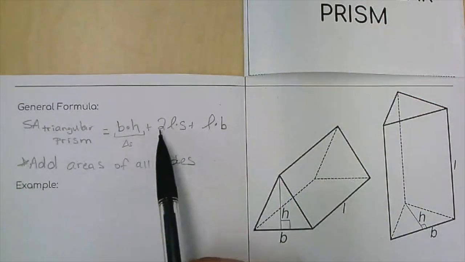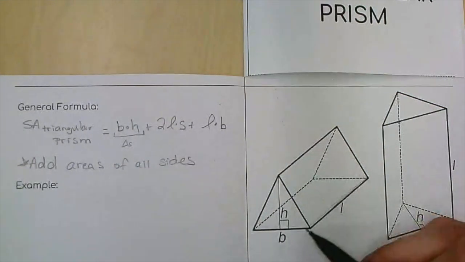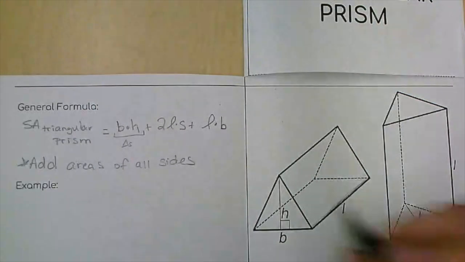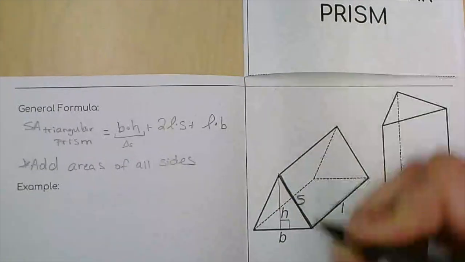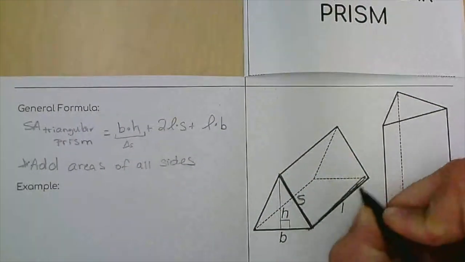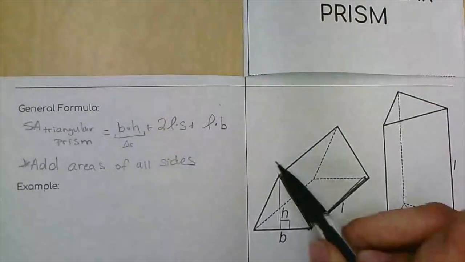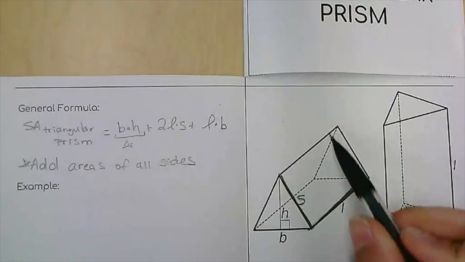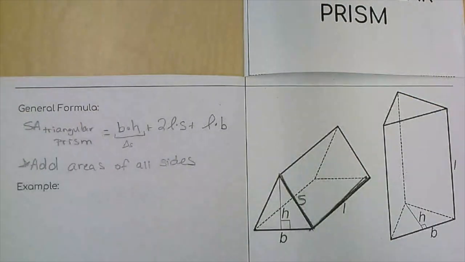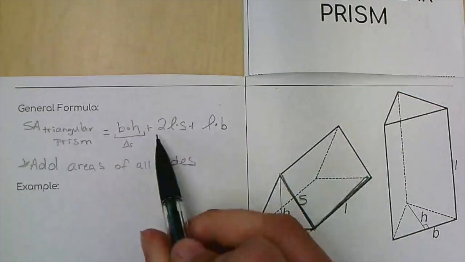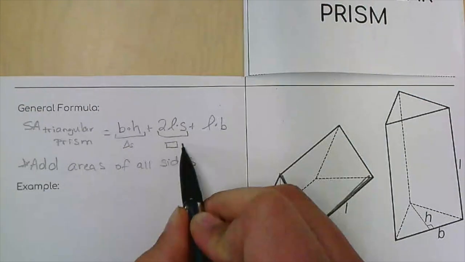Okay. Then we have 2 times length times side. Well, we'll see here that this is our length, and the side measurement we actually don't have a label. The side measurement is this one right here. So length times side, length and side being multiplied together, is really finding the area of this rectangle on the side, and we have 2 of them because on this opposite side over here is also another rectangle of the same size. So that's why we're multiplying by 2. So we'll say these are rectangles.